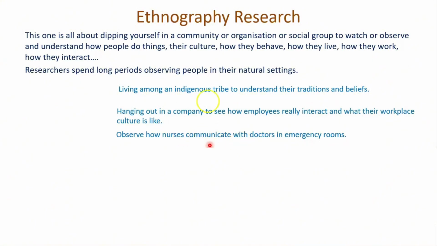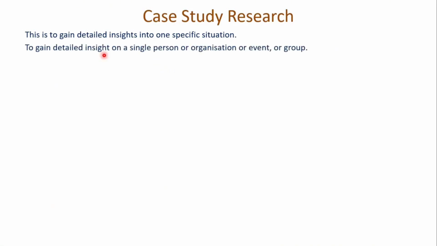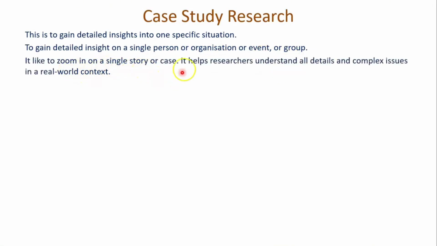Okay, so let's look at the next one, which is case study research. Now, for case study research, it's about a particular case. Okay, you want to gain detailed insight into one specific situation, just a case. So you use it to gain detailed insight on a single entity. When I say entity, it could be a person, it could be an organization, it could be an event, it could be a group. So it is like to zoom in on a single story or case. It helps the researcher to understand all details and complex issues in real-world context.